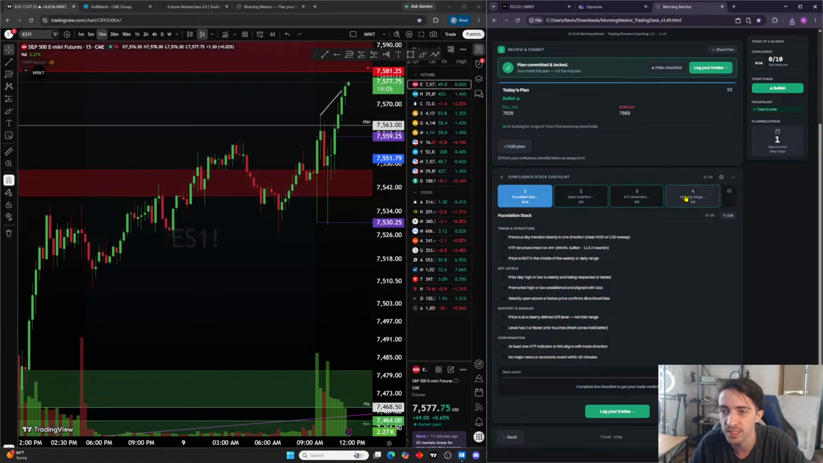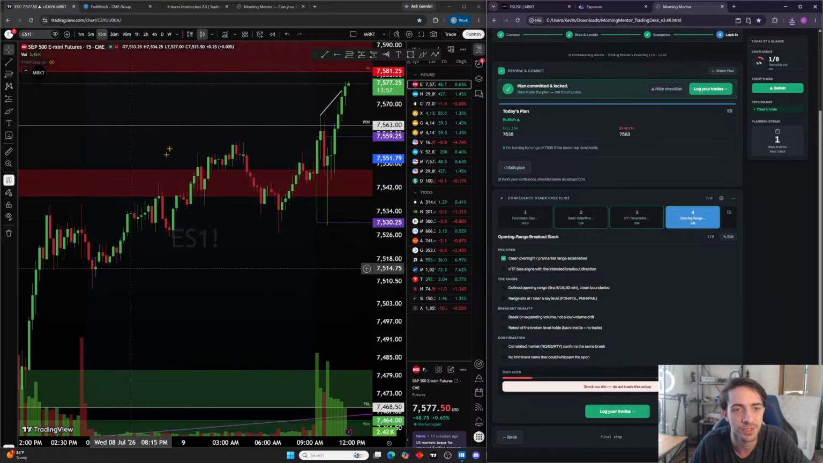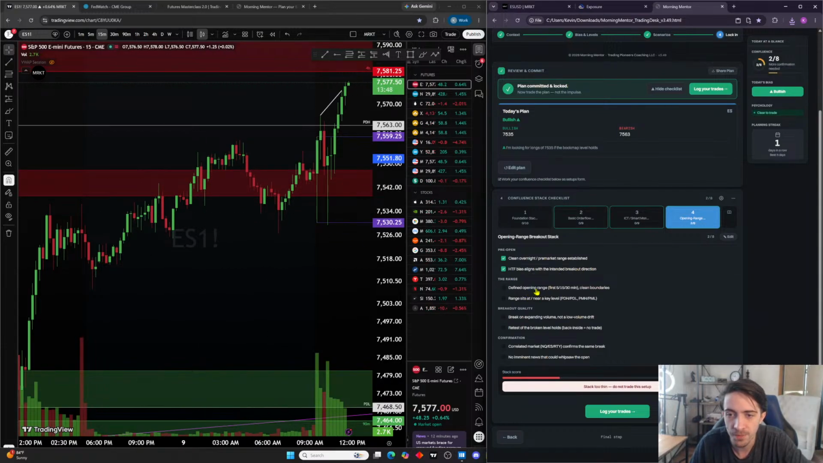Okay, great. I'm using the opening range breakout stat today. Let's see our pre-open. Do we have a clean overnight/pre-market range established? Yup. Higher time frame bias aligning with intended breakout direction? Yup. Defined opening range, 5-15 minutes. So this one you wouldn't check until we actually got the range.